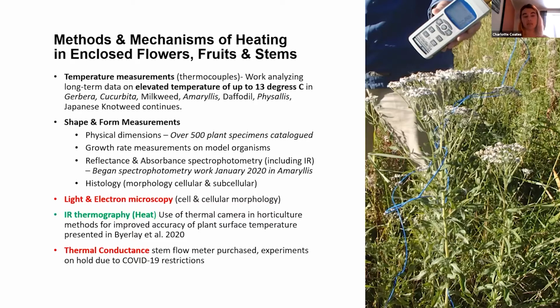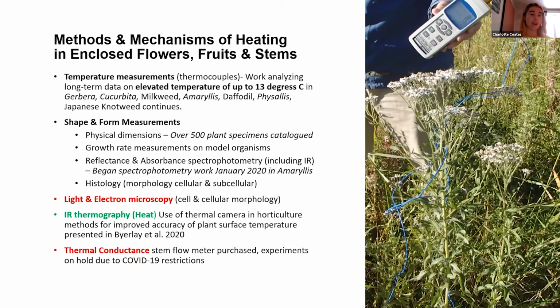However, we did make significant results with our IR thermography. So with the use of a thermal camera, we were able to develop a method to improve the accuracy of plant surface temperature measurement in horticultural applications. And this is presented in our paper by Byerly, Dr. Kevin, and Ali Badi, and myself from 2020.